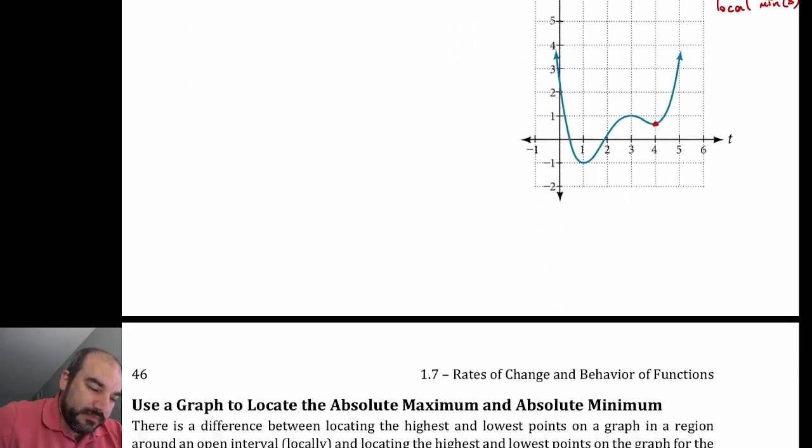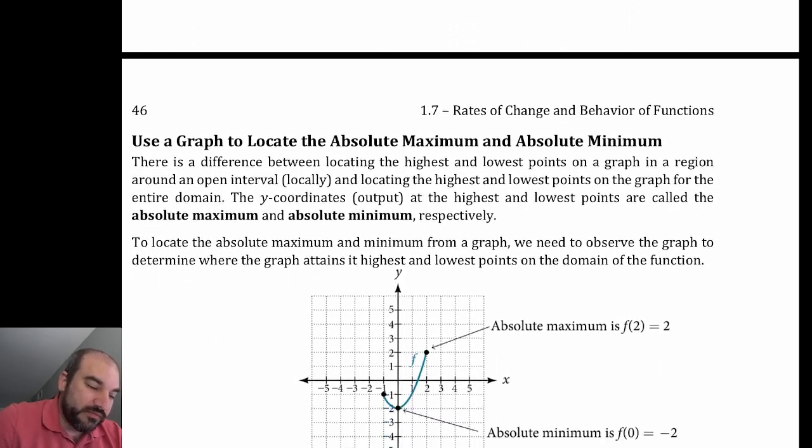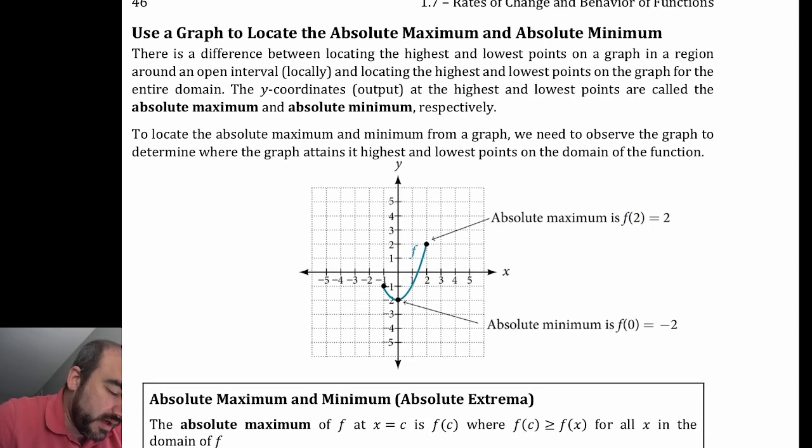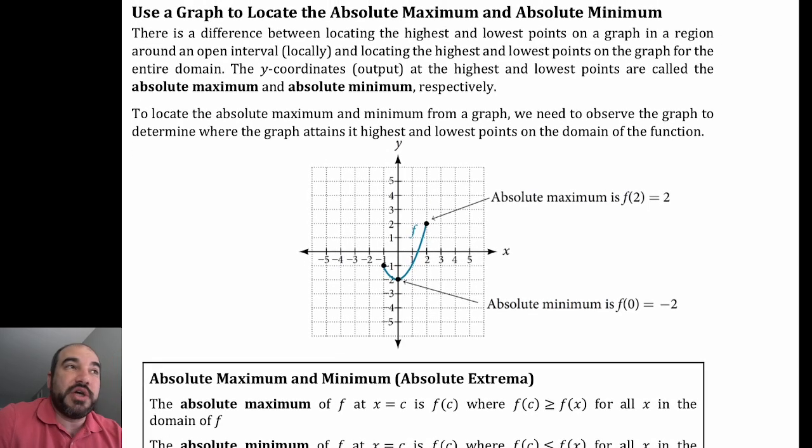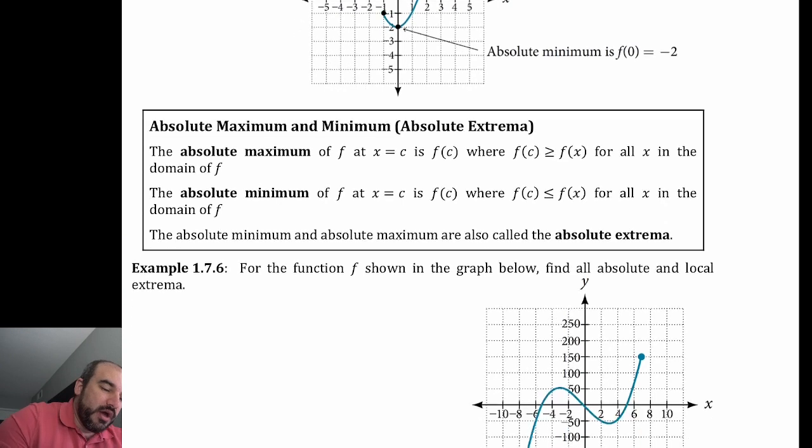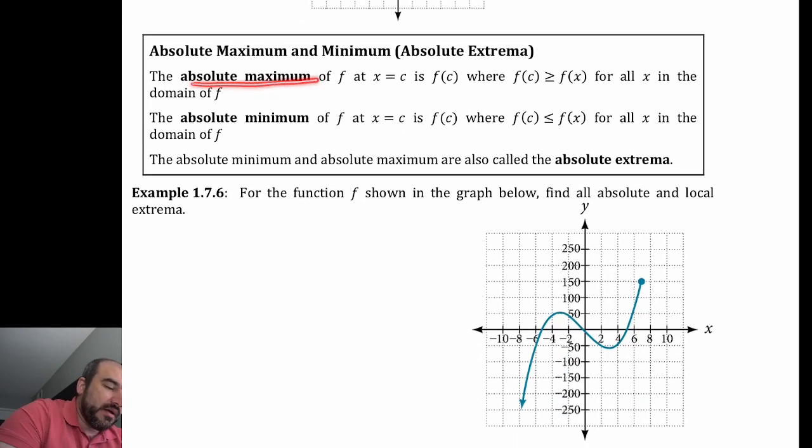Okay, that's enough about local maximums and minimums. Let's talk about absolute maximums and minimums. If local is just looking at a window around a point and saying this is the lowest point, this is the highest point, absolute maximums and minimums are talking about the whole graph. So we're not zooming in on a window. We're saying that a point f of c, or c comma f of c, is the absolute maximum of a graph if it's bigger than all x's in the domain of f.